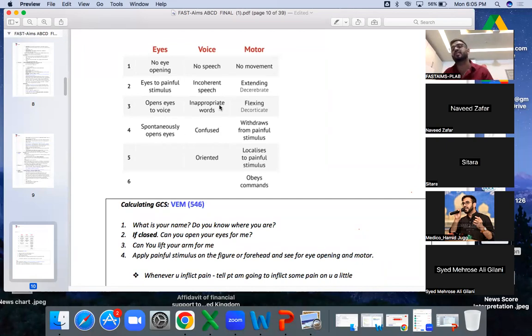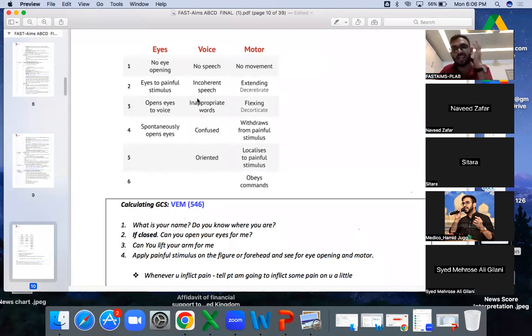If you ask where are we, and he says aeroplane, so he's using an inappropriate word. So the score is 3. This is the most important thing you need to learn. Otherwise, if he's not speaking, the score is 1. Incoherent speech, he's not saying anything, he's just mumbling, the score is 2. However, if he's speaking words but they are inappropriate, it is 3.